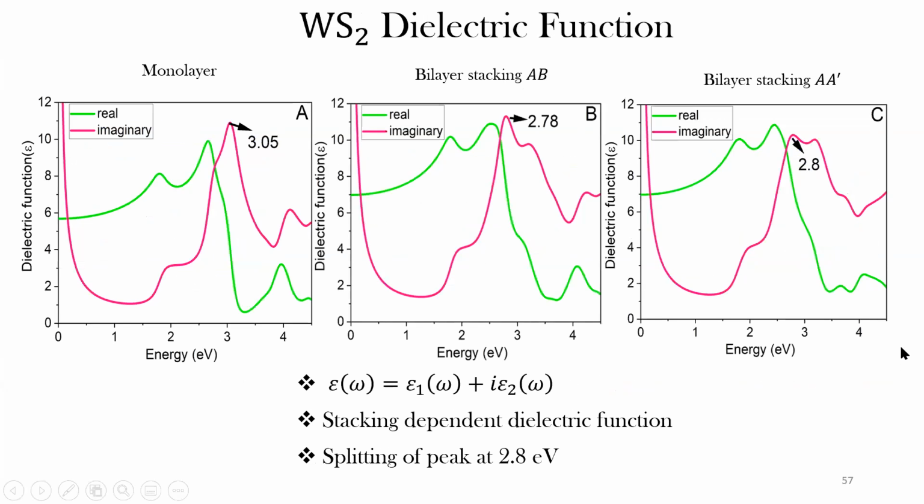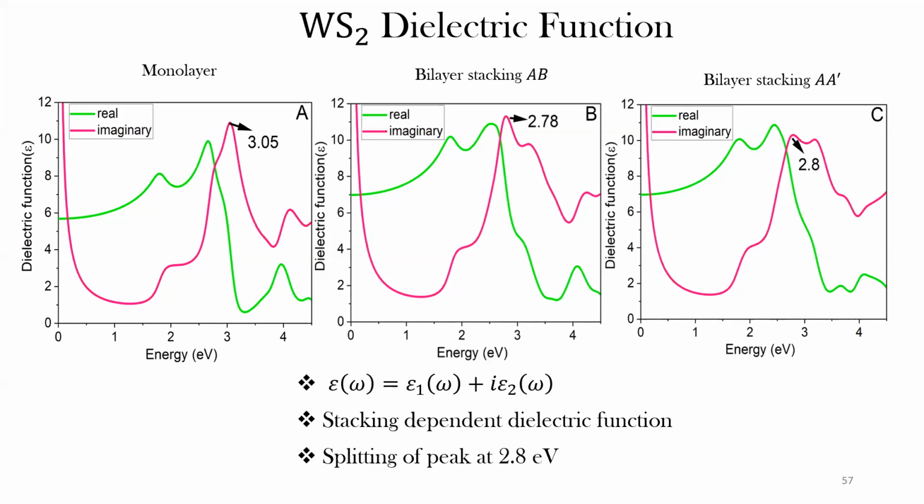To understand linear and nonlinear optical properties, we have to look at their dielectric function. A dielectric function is a complex function which is dependent on frequency. It has one real part and one imaginary part. For linear properties like absorbance, it is related to its imaginary part. In a monolayer, we saw that there is a prominent peak around 3.05 eV and a shoulder around 2 eV. We know about the transitions that correspond to these peaks.